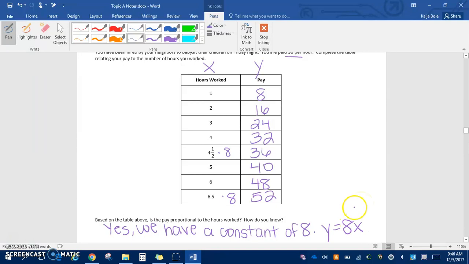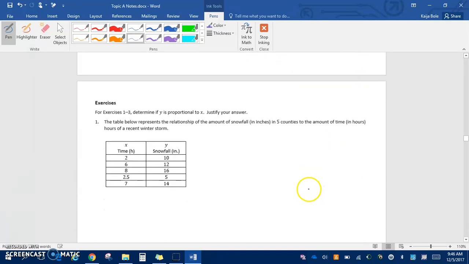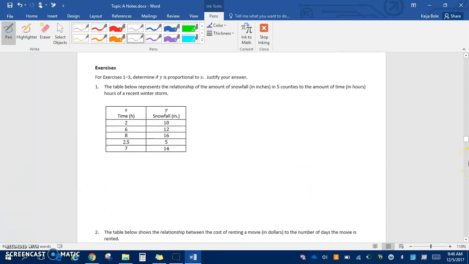Okay, go ahead and flip on over to the next page. We're going to look at exercise 1 here. It says to determine if y is proportional to x. So, number 1 says, the table represents the relationship of the amount of snowfall in inches in 5 counties to the amount of time in hours. So, we're just going to start comparing here, to see if there's a constant k. So, we're doing y over x, so for the first line, we would have 10 divided by 2, which is 5. Alright, for the second line, we would have 12 divided by 6, which is 2.